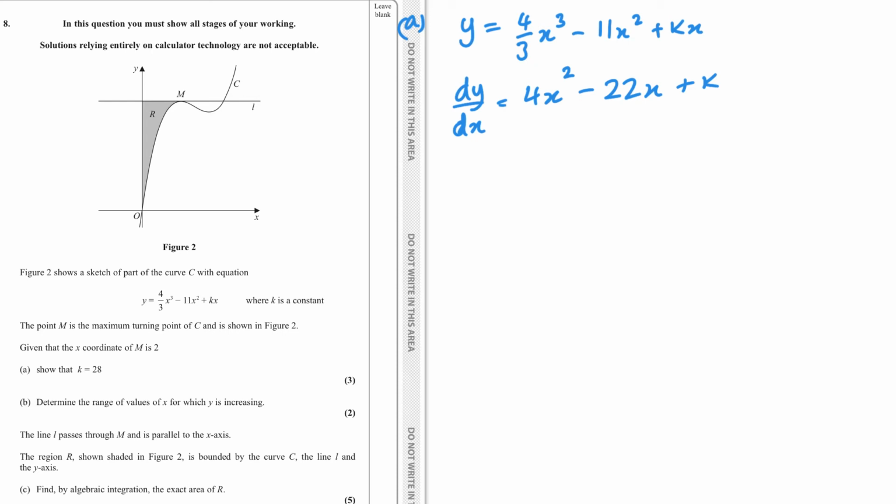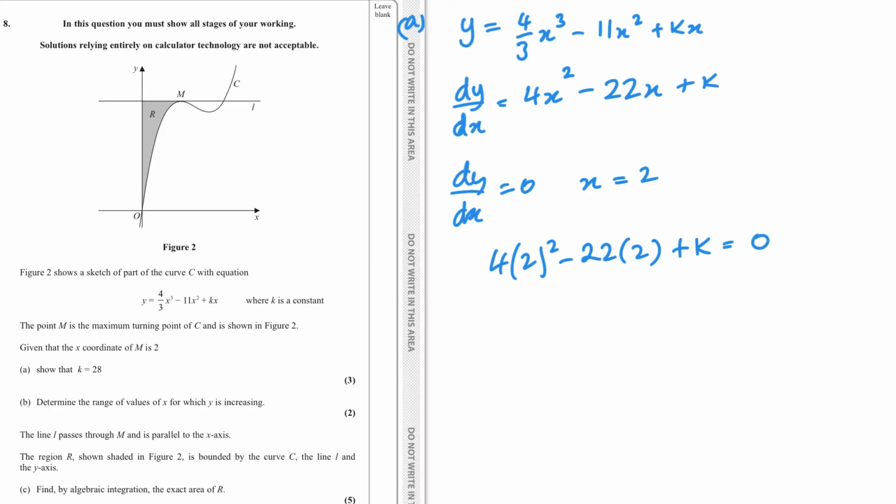Now, we know that dy by dx is going to be equal to 0, as it's a turning point, and it also tells me that x is equal to 2. So now I've got 4 lots of 2 squared minus 22 lots of 2 plus k equals 0.